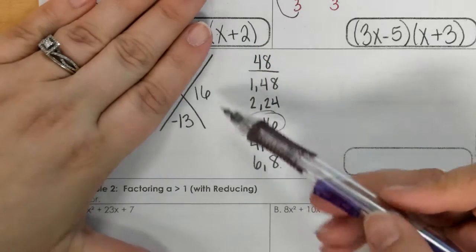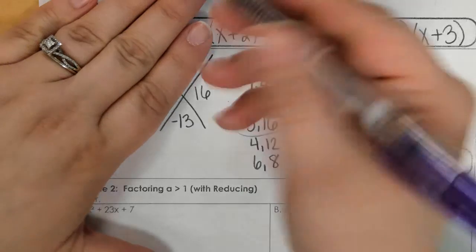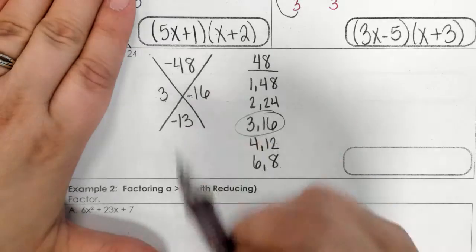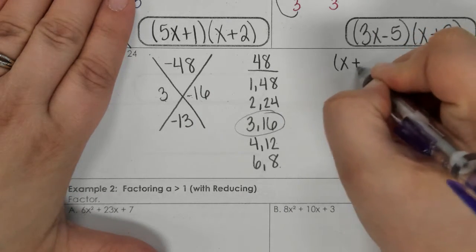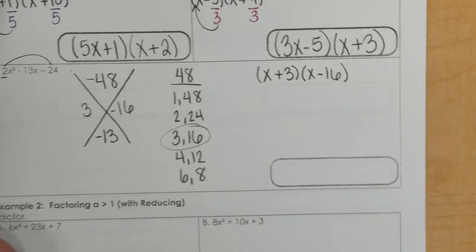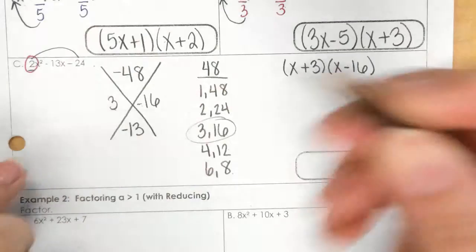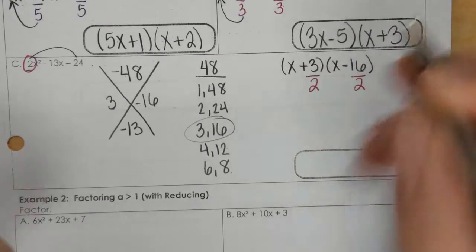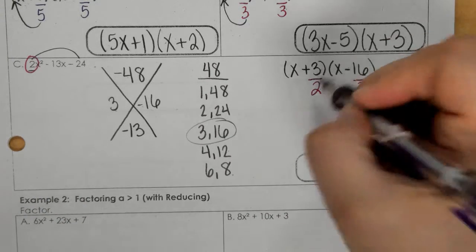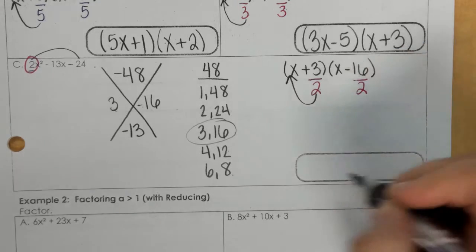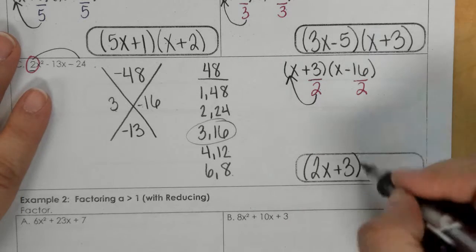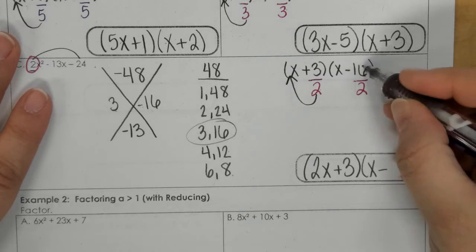But we want to make sure that this side of our x factor matches signs. So 3 minus 16 is negative 13. If I multiply, I do get a negative 48. So I write it in factored form. I see that my first number is a 2, so I divide by 2. Can I divide? I cannot, so I bring the bottom number up. Here I can divide, so I have x minus, and that becomes 8.